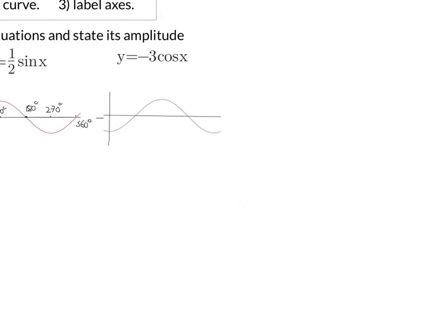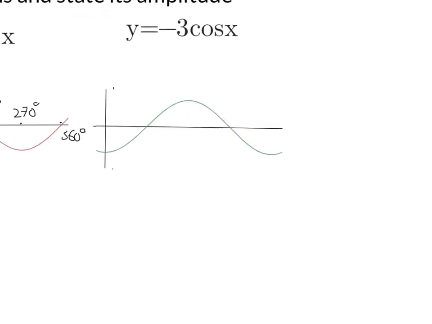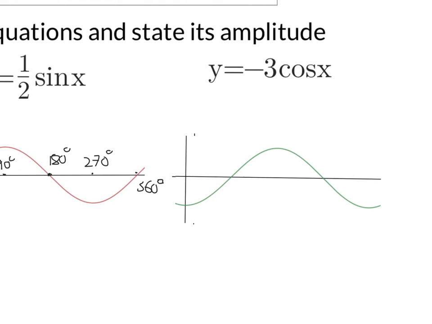Note how it's flipped about the x-axis, and then let's label them. So its maximum is going to be 3, and its minimum value is going to be -3. Nothing else changes. I've still got an x-intercept at 90 and at 270. Still got its next minimum point at 360 and its maximum point at 180.